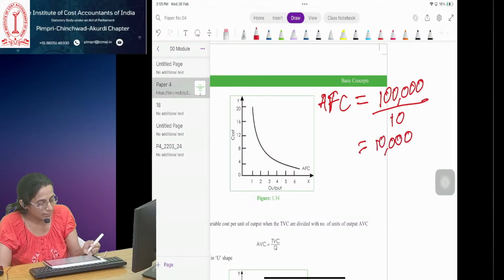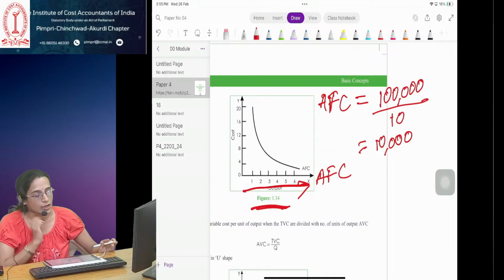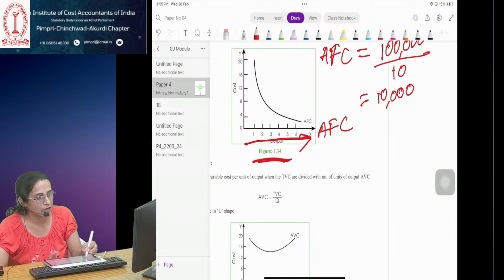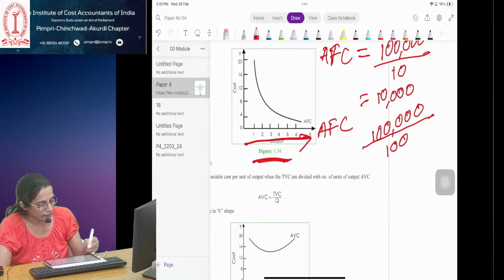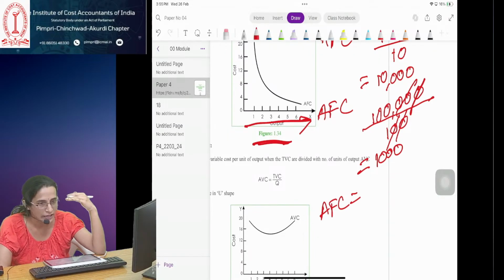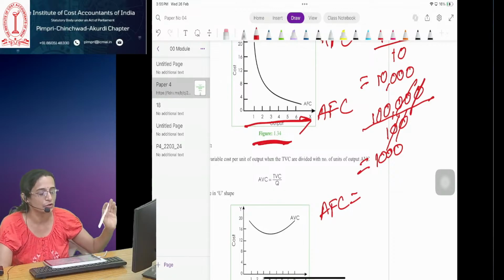10,000. Okay. Now, in this chart, what you can see in figure 1.3, as we move towards the right, the output increases, right? The number of units produced increases. So what will happen? Total fixed cost of 1 lakh will remain 1 lakh if the number of units of output increase. Now the units of output increase to 100. Now what will be average fixed cost? 1000. Again the number of units of output increase. Fixed, the upper numerator will remain constant, right? But the denominator is increasing. So what is happening? So it is getting reduced.